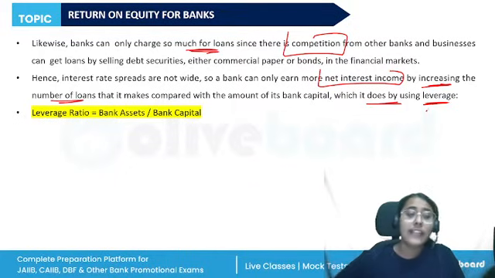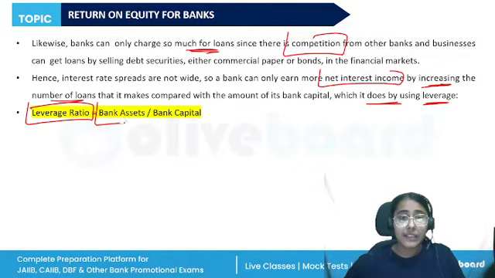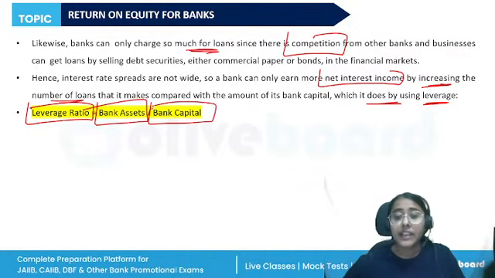So, how do we calculate the leverage ratio of the banks? It is the bank's assets divided by the bank capital. This is again a very important formula. Leverage ratio is the bank's assets divided by the bank capital.